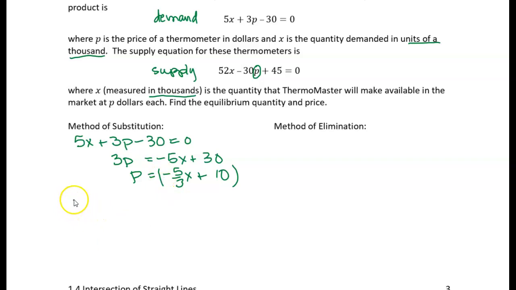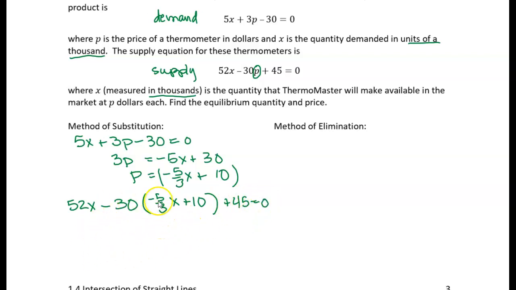So let's take that 52X minus 30 times P, but instead of P, I'm going to write minus 5/3 X plus 10, in parentheses, right? Because I'm replacing P with that, and then I have plus 45 equals 0.